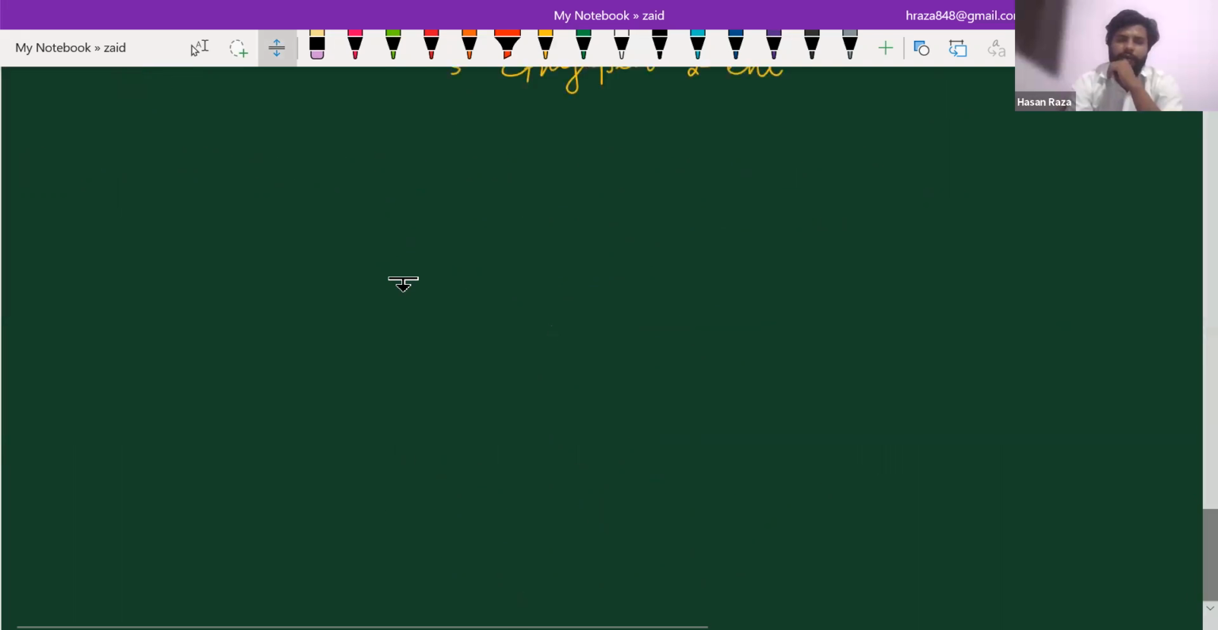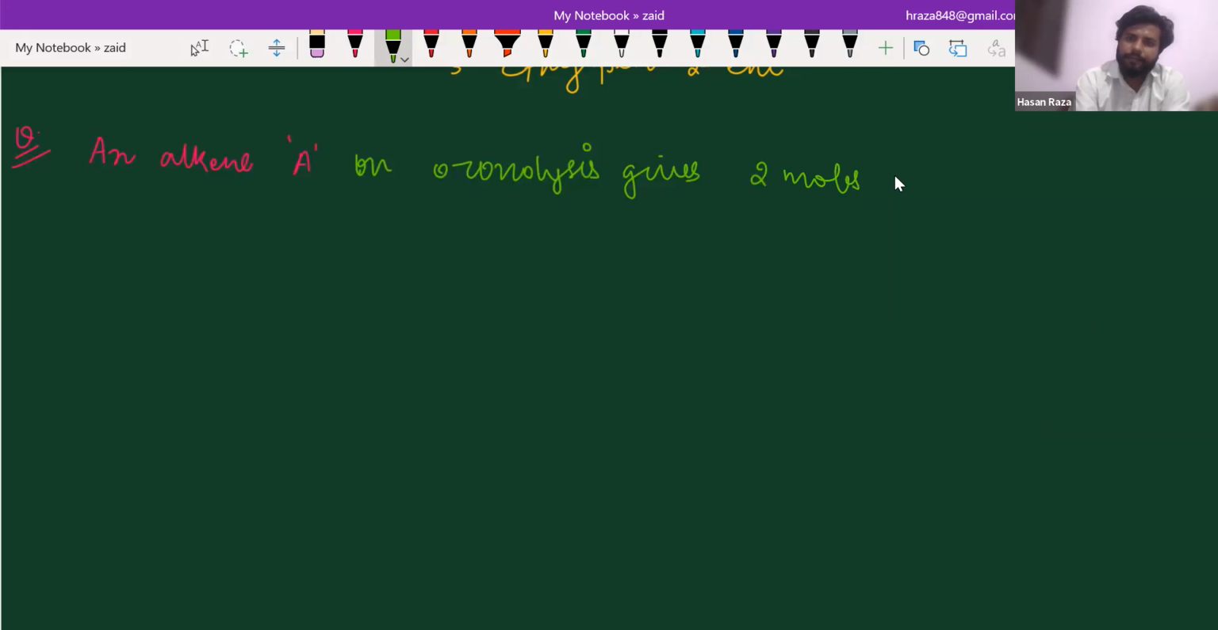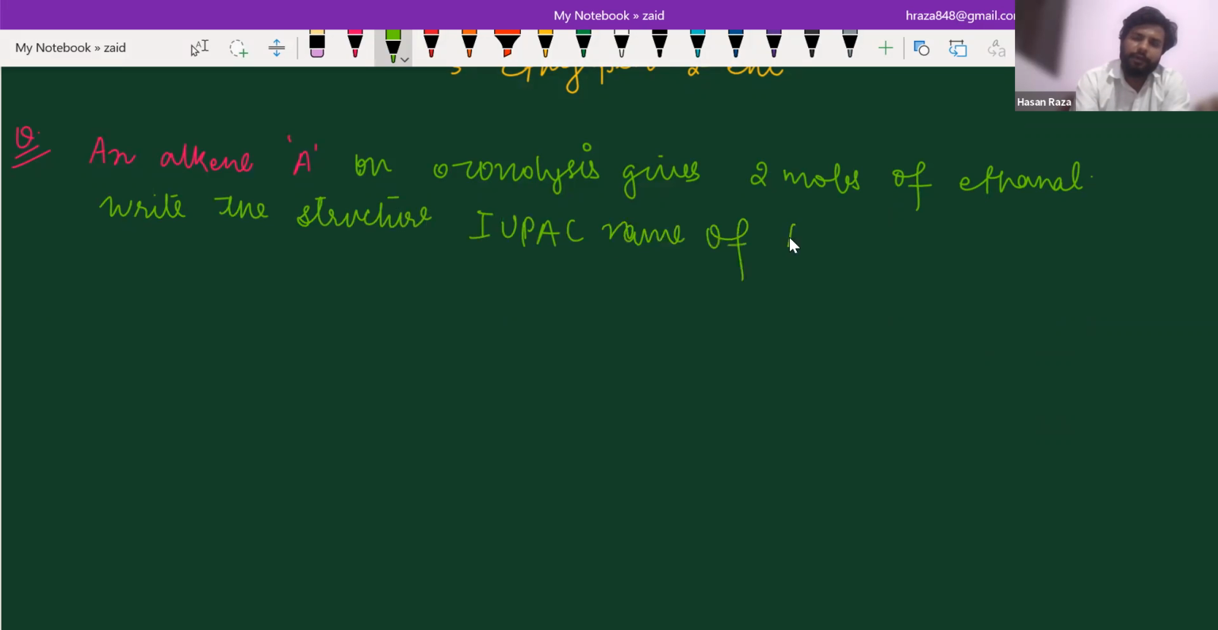Now I'm going to again give you a question on this. An alkene A on ozonolysis gives 2 moles of ethanal. Write the structure and IUPAC name of it. Please do it.